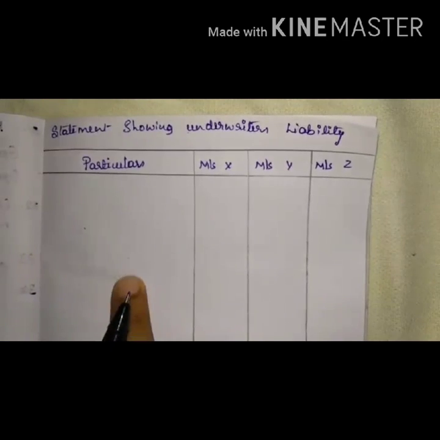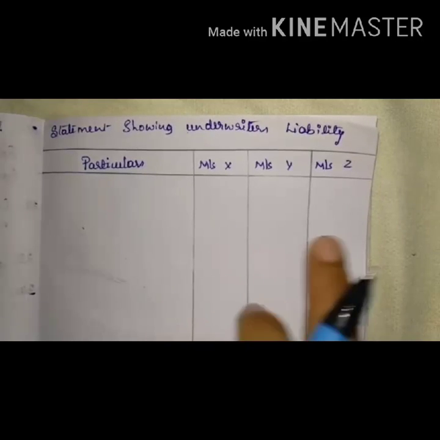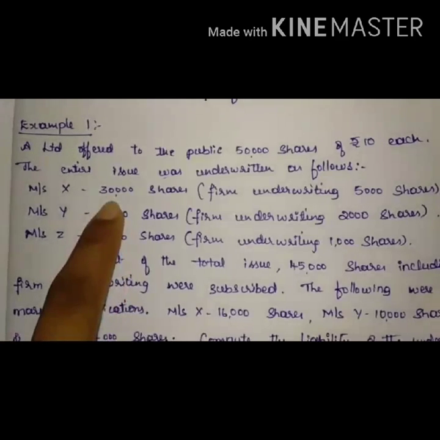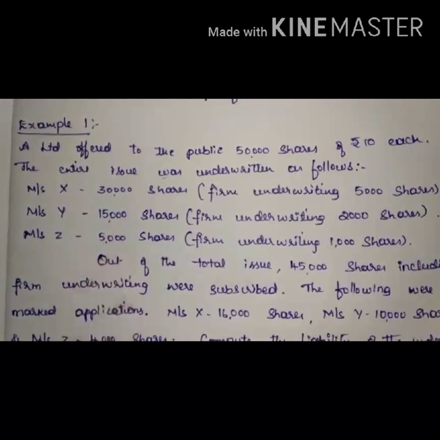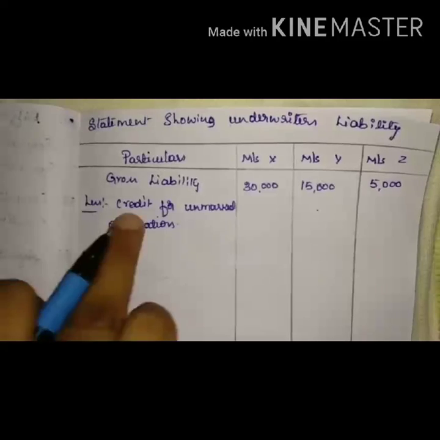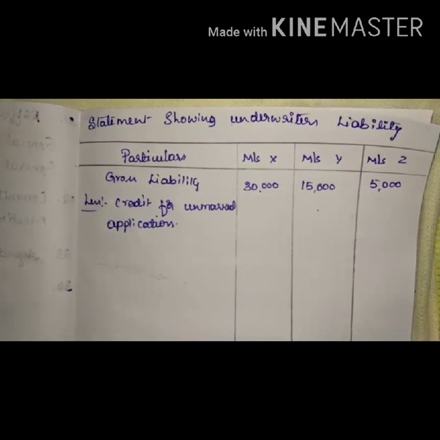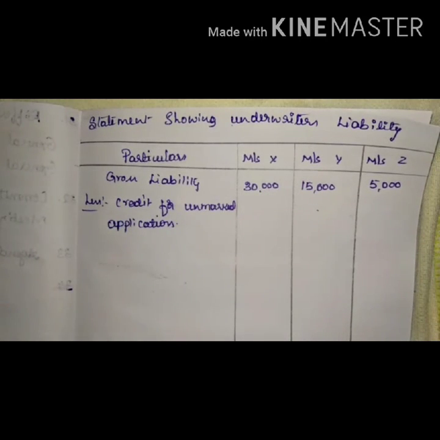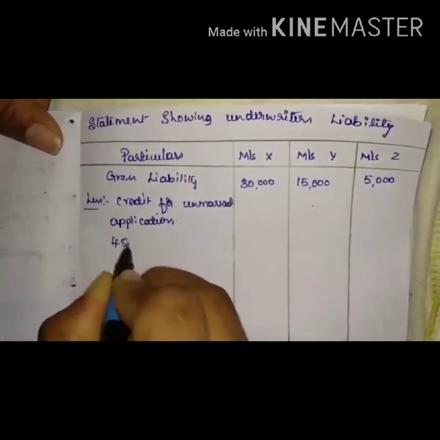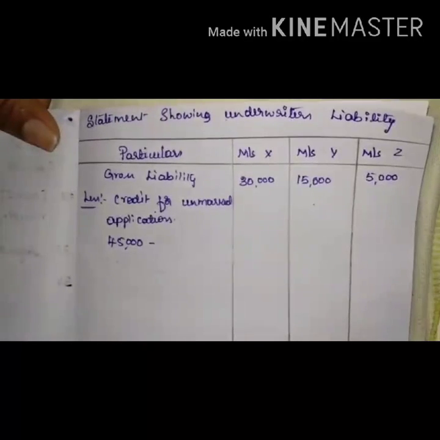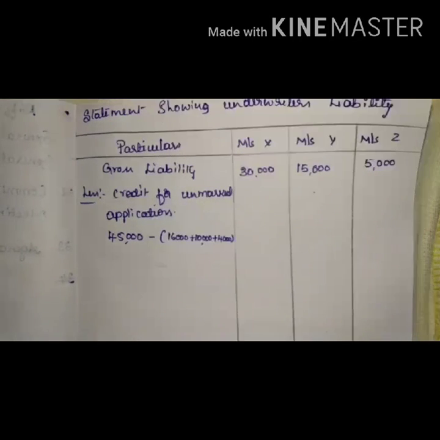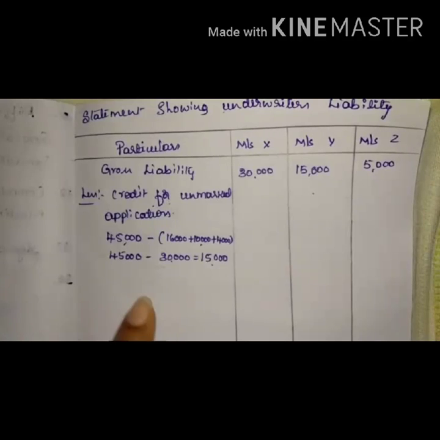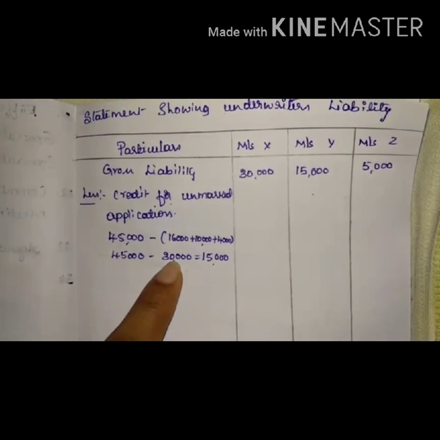Here's the statement. We drew 3 columns because there are 3 underwriters. First we have to take gross liability. X gave underwriting for 30,000, Y 15,000 and Z 5,000. Less credit for unmarked applications. How to calculate this? Total applications from the public less marked applications will give unmarked applications. Total applications from the public are 45,000 less marked applications: X 16,000, Y 10,000, Z 4,000. 45,000 minus 30,000, as 30,000 is the marked applications.